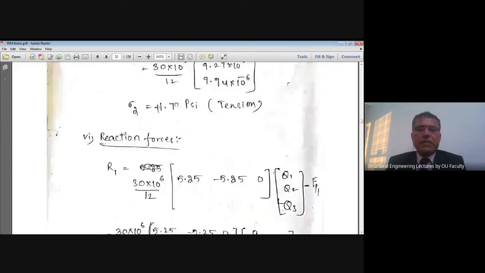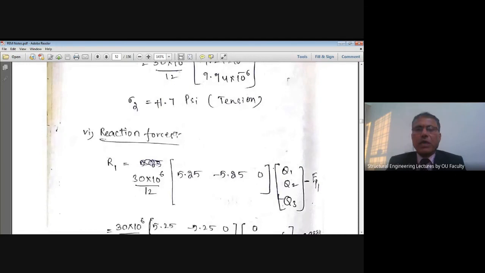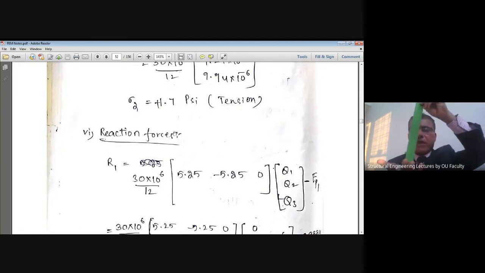Obviously the result is correct because there is no restraining effect at node 3. Had there been any restraining effect, element 2 would not have gone under tension. But element 2 is also free. Therefore, element 1 as well as element 2 are both under tension, because there is no restraining effect at node 3.